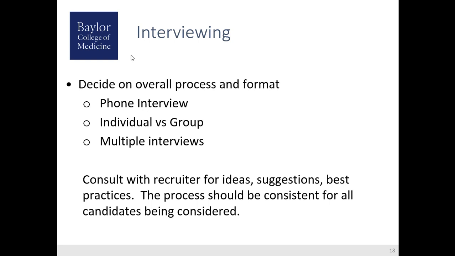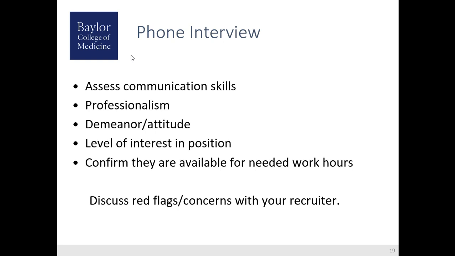I'm a firm believer in phone interviews, and we'll talk more about them, but I think it's a great way to spend just a few minutes talking with someone, making sure they have the key things that you're looking for in an applicant that would be successful in this role before you spend a lot of time bringing them in for in-person interviews.